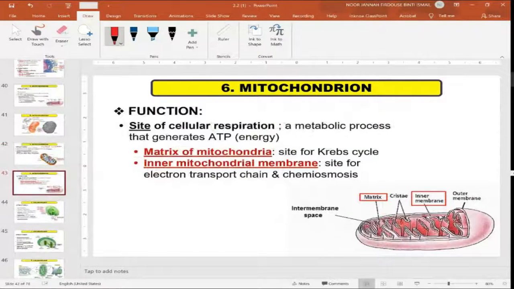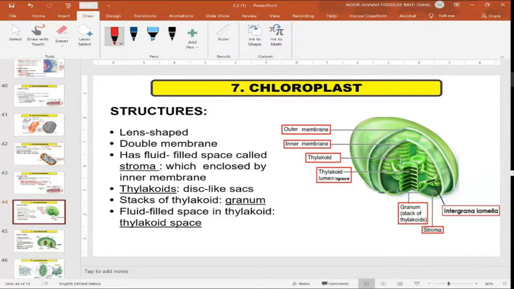The function is site for cellular respiration. Jangan tinggal perkataan site. The matrix of mitochondria. Ini penerangan saja. Jadi awak belum belajar lagi Krebs cycle. Nanti awak akan jumpa dalam cellular respiration. Krebs cycle berlaku kat matrix of mitochondria, manakala inner mitochondrial membrane ataupun cristae dia adalah site for electron transport chain and chemiosmosis.